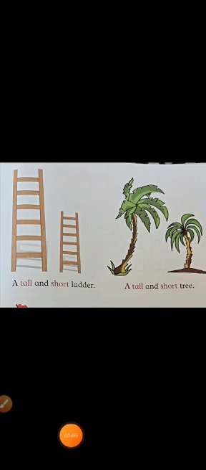And now children, I'm going to show you a few more objects which are tall and short. The one whose height is big is a tall object and the one whose height is small is a short object. Okay, so what can we see in this picture? There are two ladders. One is tall and the other is short. And what can we see more in this picture? A tall tree and a short tree. The left side pictures are tall and the right ones are short.